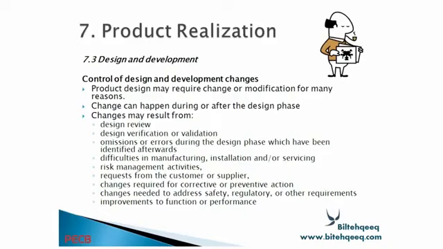Control of design and development change. If there is any change in design, you also need to document it. A product design may require change or modification for many reasons. Change can happen during or after the design phase. Change may result from design review, design verification or validation, omission or errors during the design phase which have been identified afterwards. Difficulties in manufacturing, installation, or servicing.